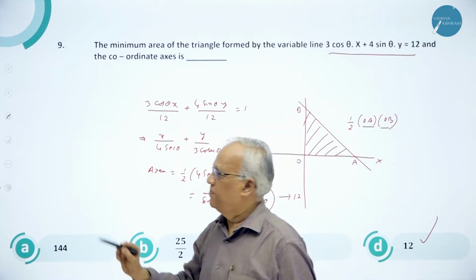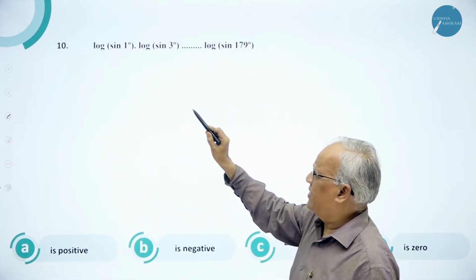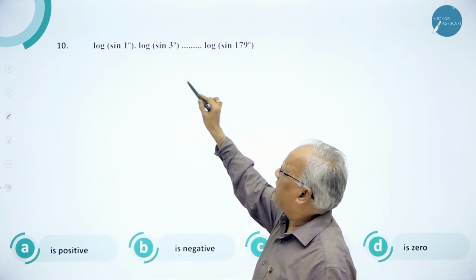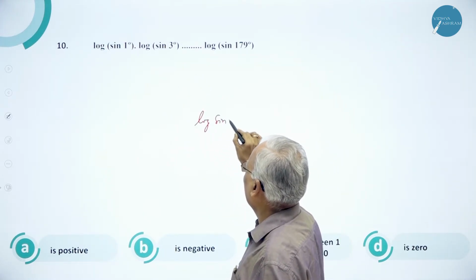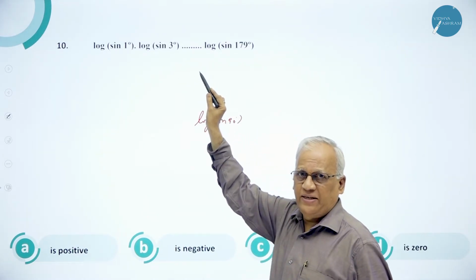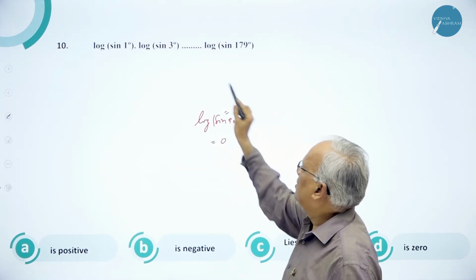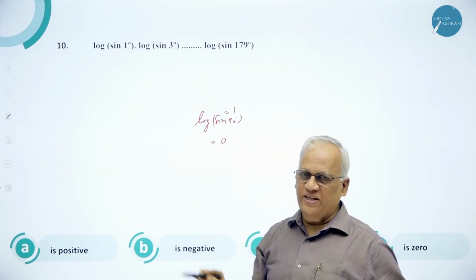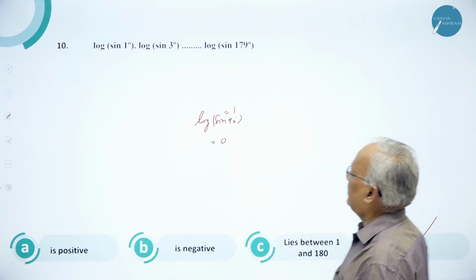It's a good question. Okay. Next, we go to this. It's very straightforward. See here, log sine 1, log sine 2, all that you leave. What is log sine 90 degrees? It is one of the factors, you know. One factor is sine 90. Sine 90 is 1. What is log 1? It is equal to 0. So if one factor is 0, the whole thing is 0, you know it. Okay. Therefore, the answer is D here.